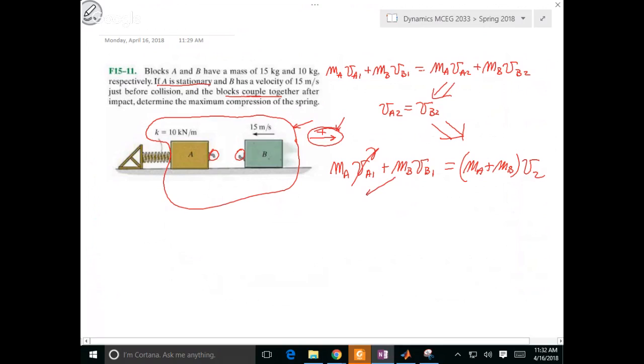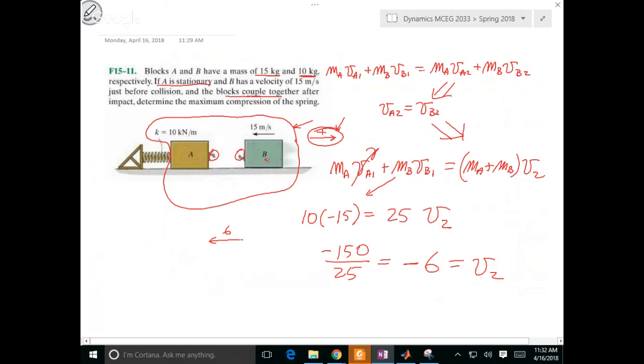So I start with, what was B? B was 10. I guess B does look a little smaller than A, but not much. So 10 times minus 15 equals, add them together, and I get 25 times the velocity 2 of everything hooked together. So what I get is minus 150 over 25. What is that? Equals minus 6. So the velocity is 6 going to the left. And now he wants to determine the maximum spring compression.